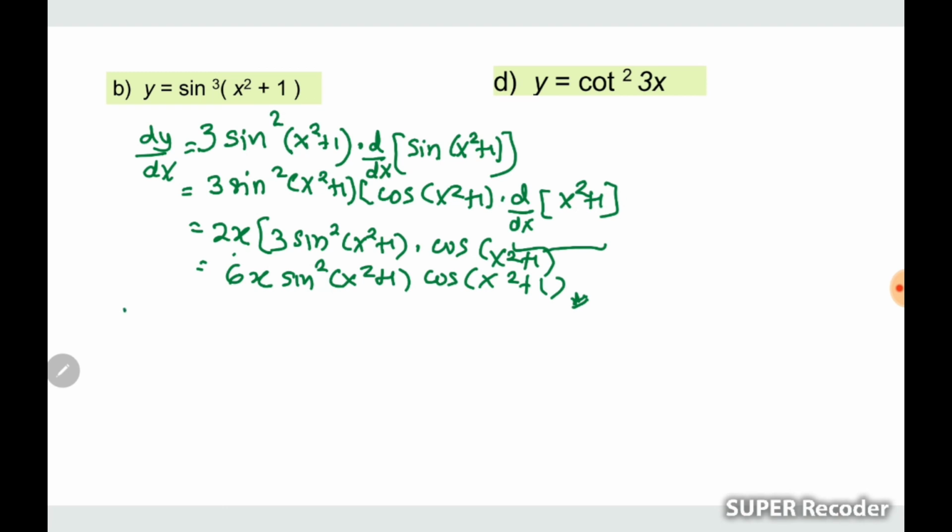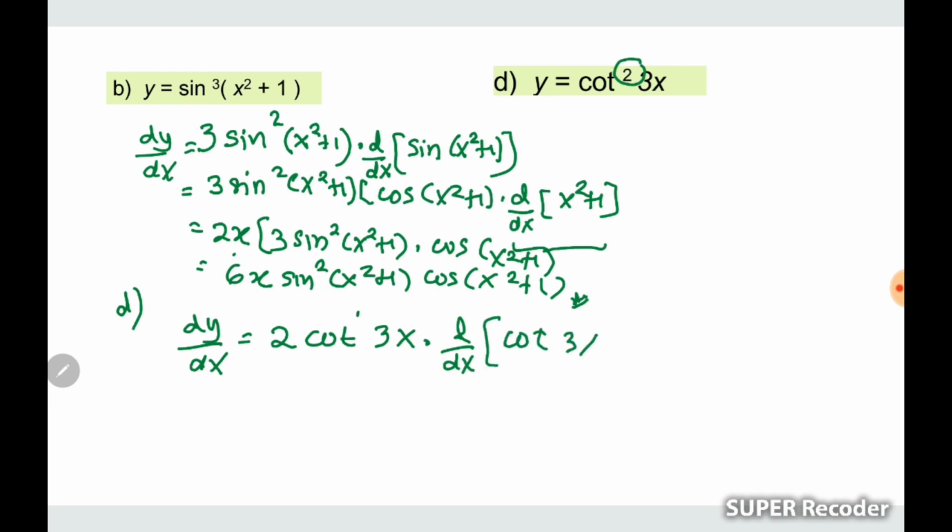What about D? If y equals cotangent squared 3x. Okay, so what is the answer? dy dx is given by 2. We have power 2 here. Then cotangent 3x. 2 minus 1 is 1, you don't have to write the power. Multiply with the derivative of cotangent 3x.